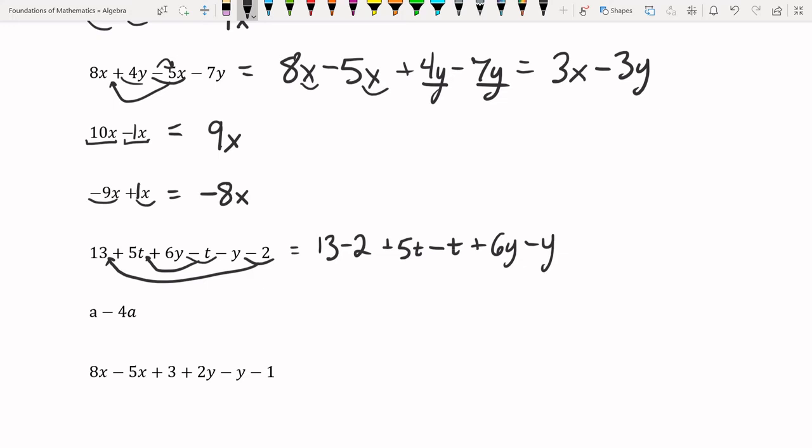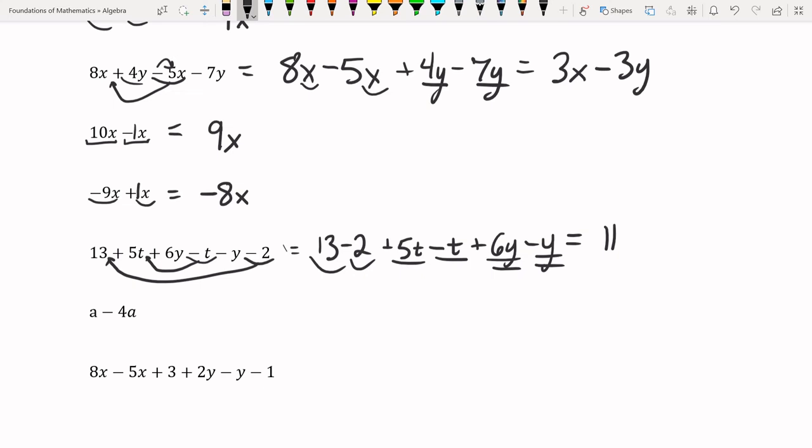13 and 2 are like terms because they both have no variable part. 13 minus 2 is 11. 5t, so typically we do this with different markings, so you can see the kind of rounded curves that I did here. Those are like terms. The straight bars are like terms, and the double straight bars are like terms.